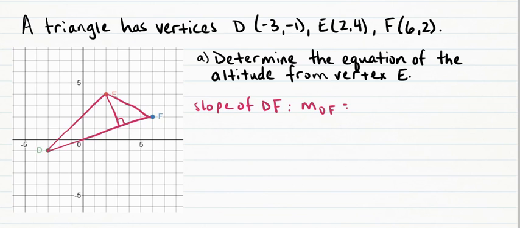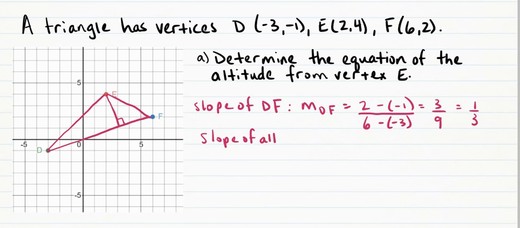So here we take the coordinates of points D and F. We're going to subtract the y coordinates. So we get 2 minus -1 divided by, we subtract the x coordinates, 6 subtract -3. And here we get 3 over 9, or simplifying to 1/3. So if the slope of DF is 1/3, then we know that the slope of the altitude is the negative reciprocal of 1/3. So the slope of the altitude will be -3.